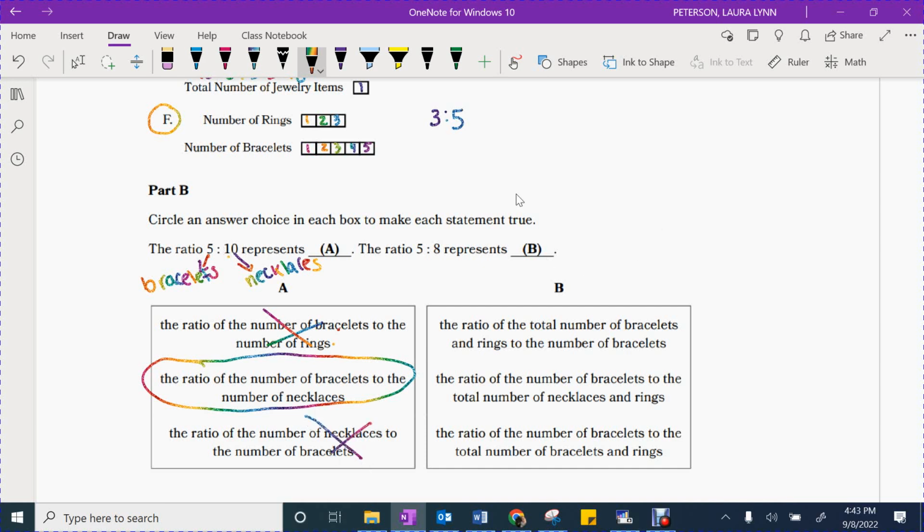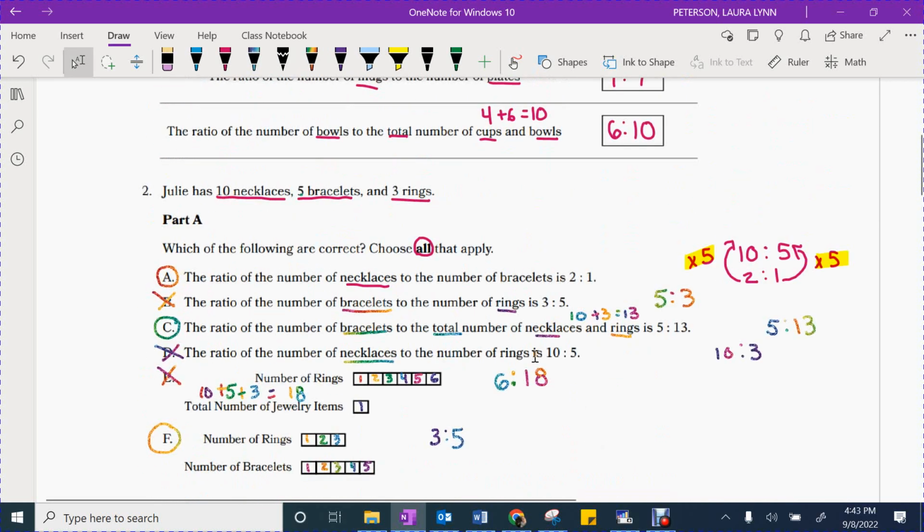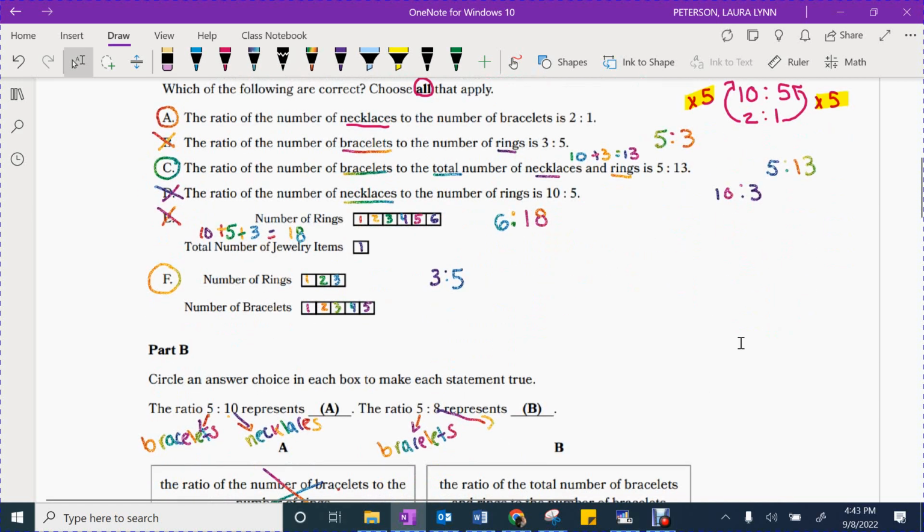Let's look at the ratio of 5 to 8. Well, where did I find 5? 5 was our bracelets in the problem. What's tricky is, what is 8 in the problem? So let me scroll back up. Let me figure out how I could get to the number 8 using the 3 numbers 10, 5, and 3. Well, if I added 10 and 5, that's 15, so that didn't work. I could add 10 and 3, and that's 13, and that doesn't work. But if I add 5 and 3, which are bracelets and rings, that gets me 8.